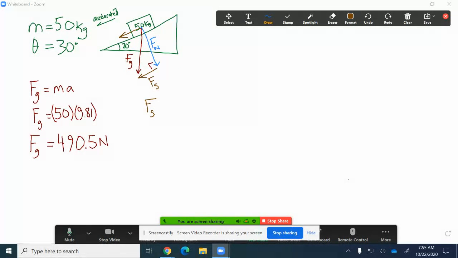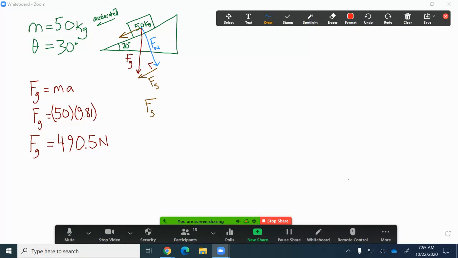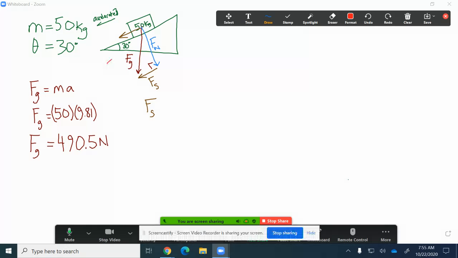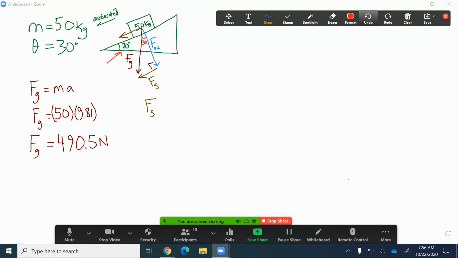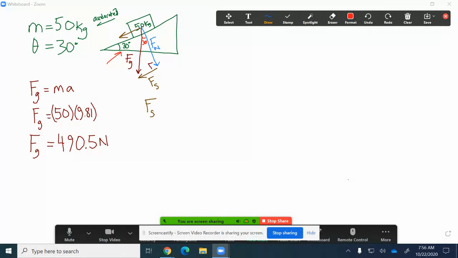So the thing we have to remember is that this angle here equals this angle here. So that angle is also going to be 30 degrees. That looks like an 8. Redo that. Let's see. 30 degrees. I guess that's a little bit better.